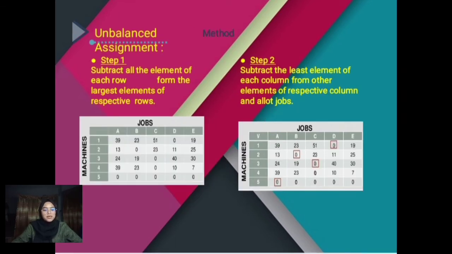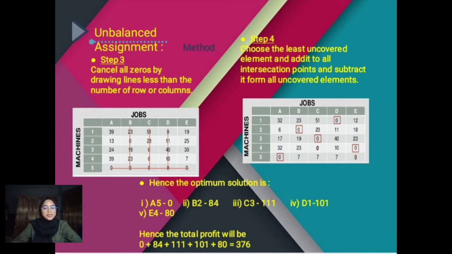The method for unbalanced assignment: the first step is to subtract all the elements of each row from the largest element of the respective row. Step 2 is to subtract the least element of each column from the other elements of the respective column. Step 3 is to cancel or draw zero-covering lines fewer than the number of rows or columns. Step 4 is to choose the least uncovered element and add it to all intersection points and subtract it from all uncovered elements.